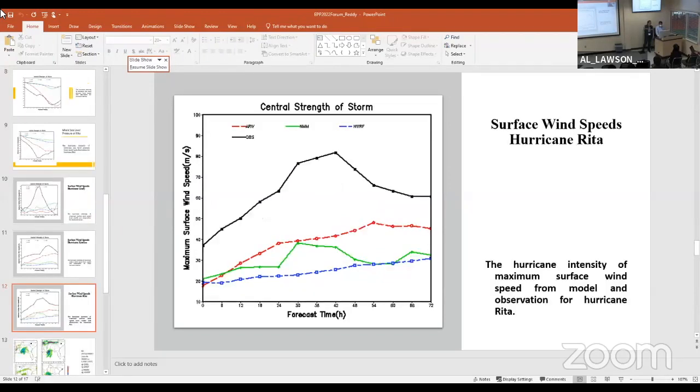Next, this is Rita. Maximum surface wind. I don't know why the Hurricane WRF, by the way, there was a version, I think he used from 2006, 2007, around that time. I don't know the detail about that, okay?